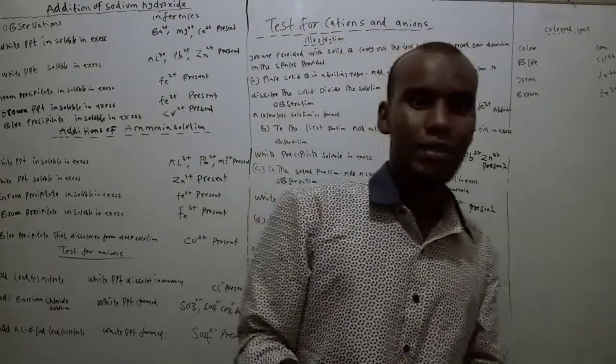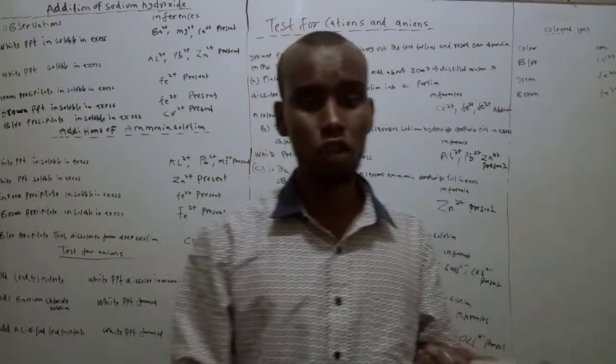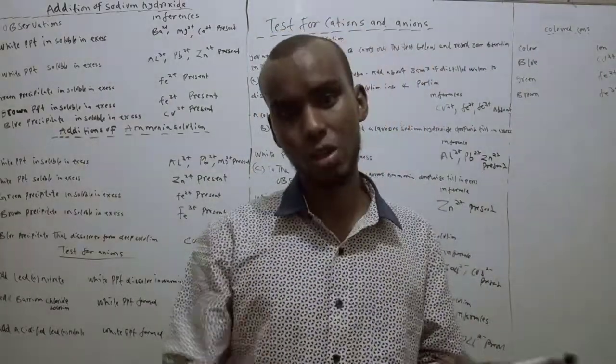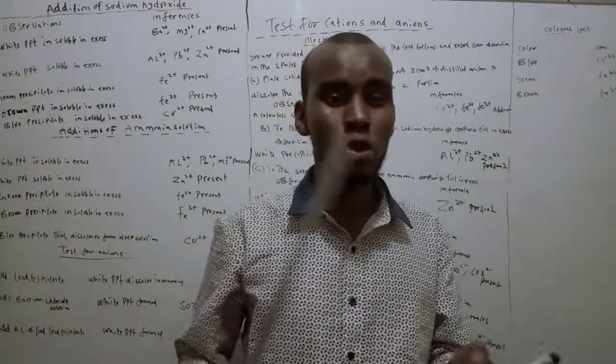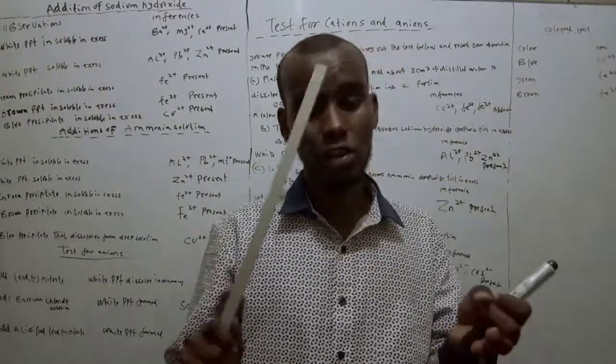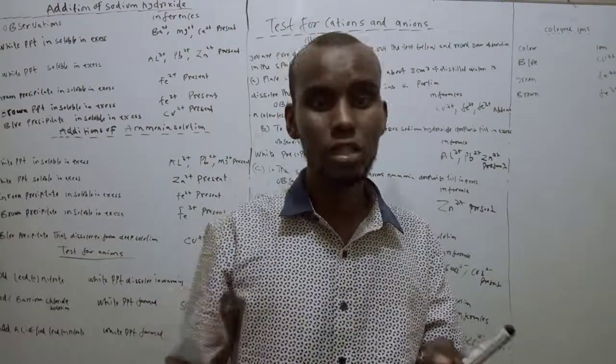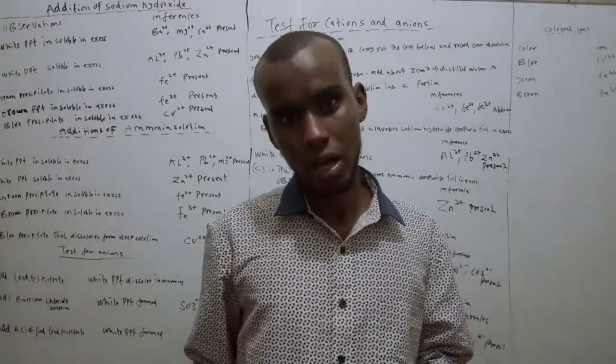That is all about this class. It was just a brief introduction to the test for cations and anions. What you have to know is what happens when using ammonium hydroxide and also sodium hydroxide, when the white precipitate is soluble and insoluble. I hope you enjoyed the class.